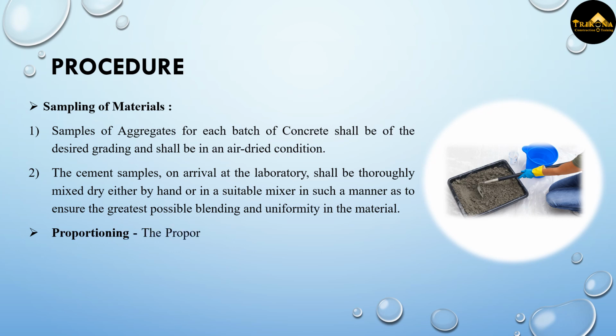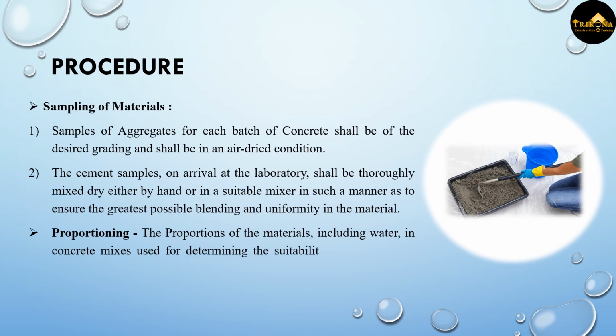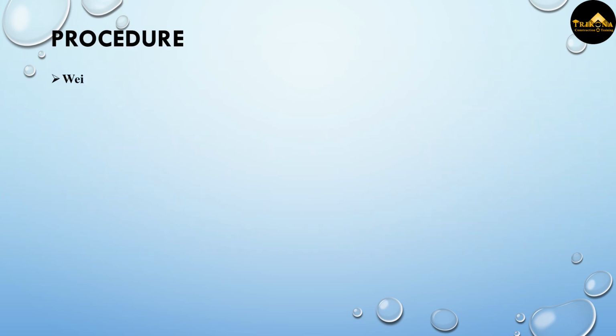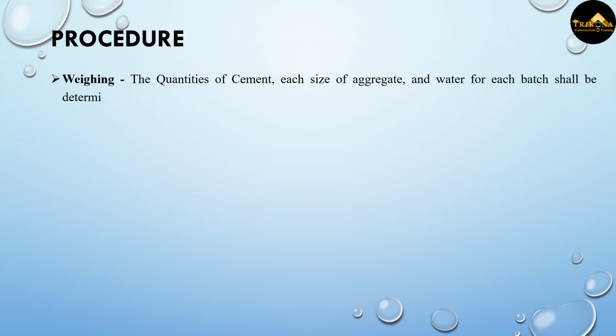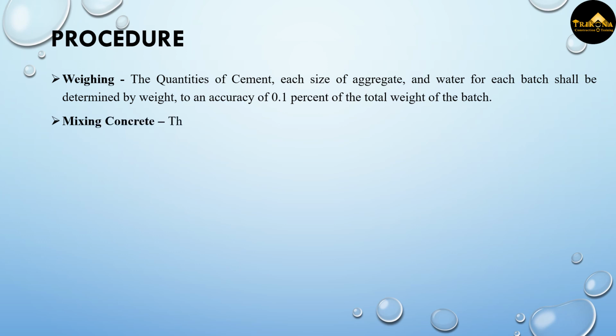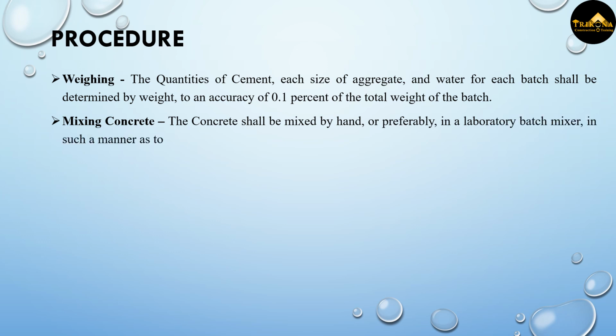Proportioning: the proportions of the materials, including water, in concrete mixes used for determining the suitability of the materials available. Weighing: the quantities of cement, each size of aggregate, and water for each batch shall be determined by weight, to an accuracy of 0.1% of the total weight of the batch. Mixing concrete: the concrete shall be mixed by hand, or preferably in a laboratory batch mixer, in such a manner as to avoid loss of water or other materials.